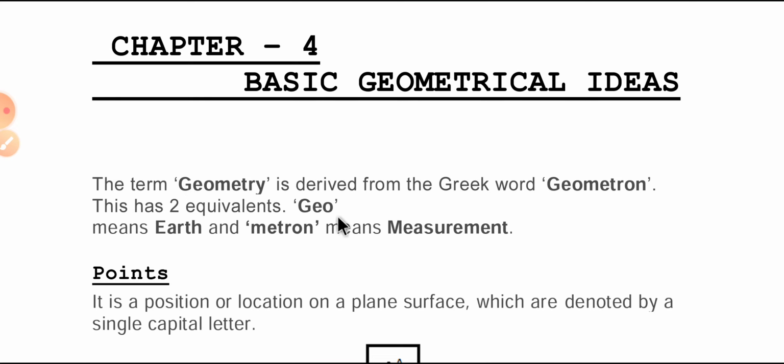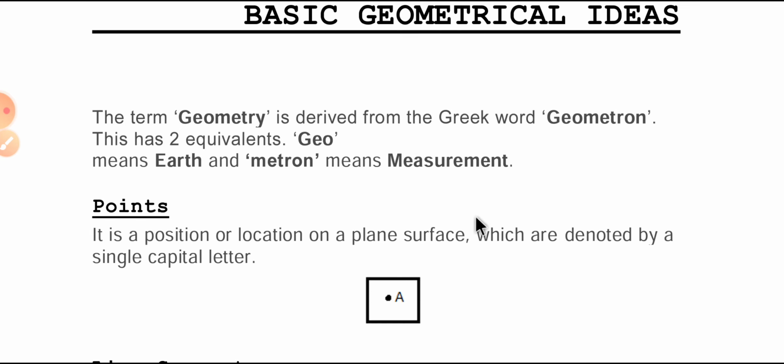The term geometry is derived from the Greek word geometron, which is made up of two words, geo and metry. So geo means earth and metros means measurement. Here it means we will see the measurement here.